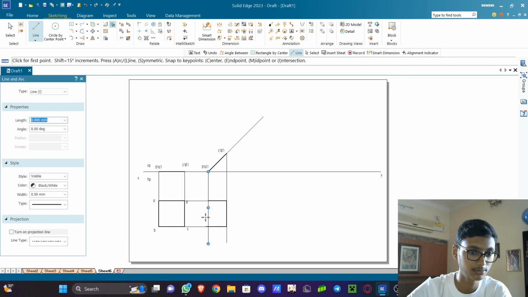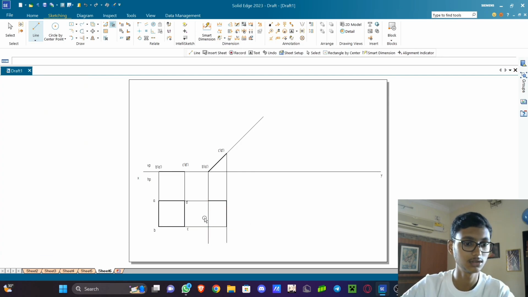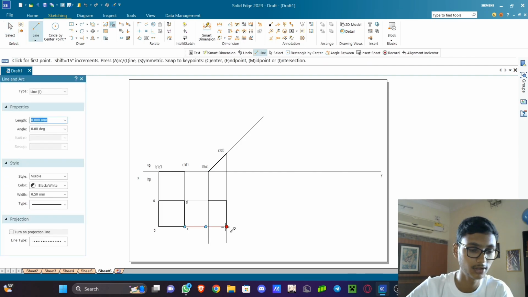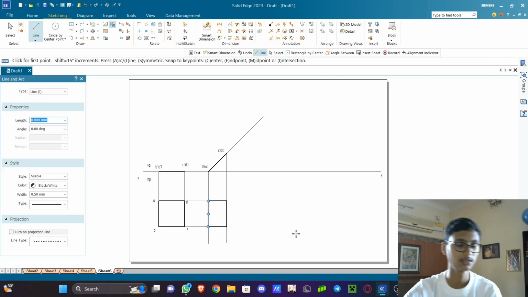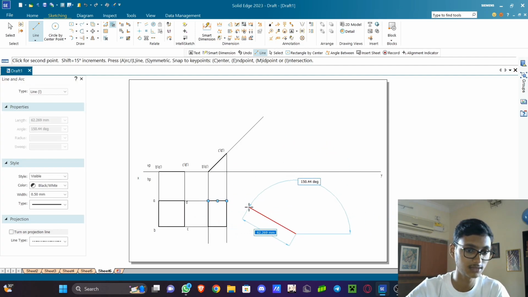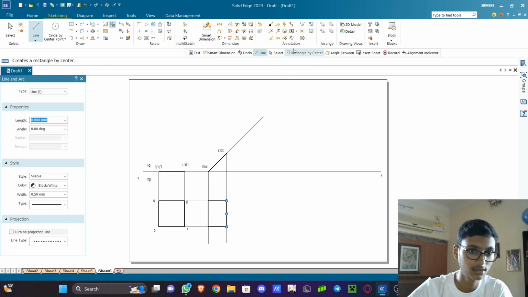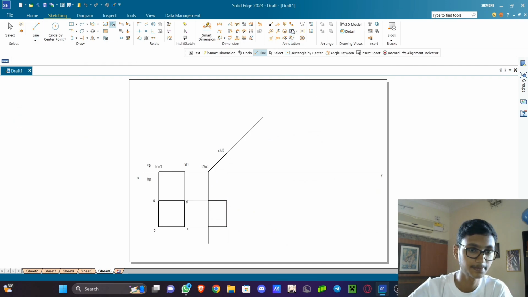Sorry, a small mistake. Control Z. We need to draw exactly or else we'll get some errors. From here to here and from here to here finally. So now we have to name this as before ABCD. So let us go to the text.